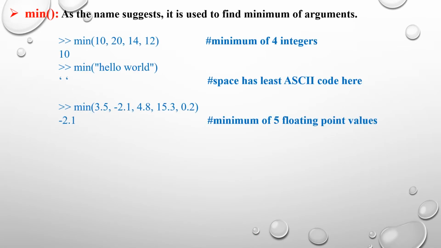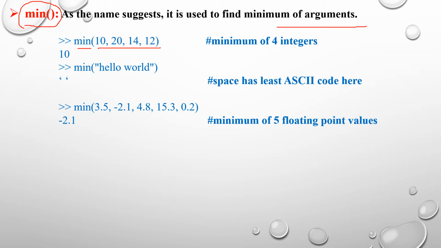Let's consider one more built-in function: min(). As the name suggests, it is used to find the minimum of the arguments. For example, take min of 10, 20, 14 and 12. These are the arguments, and min is the built-in function.